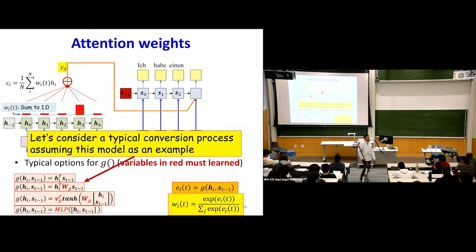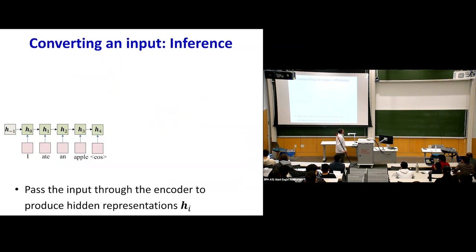So the entire process of generating an output given an input is going to look something like this. Let's consider a typical conversion process, assuming this model as an example. You're going to pass the input through the encoder, and that's going to give you one hidden state value for each input.